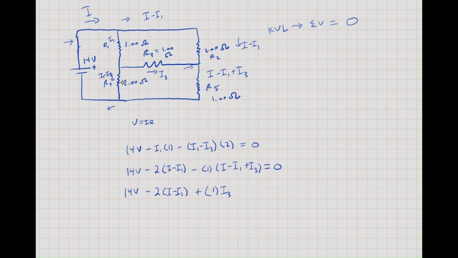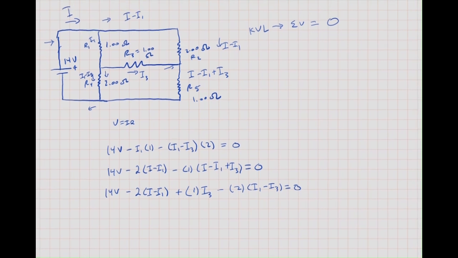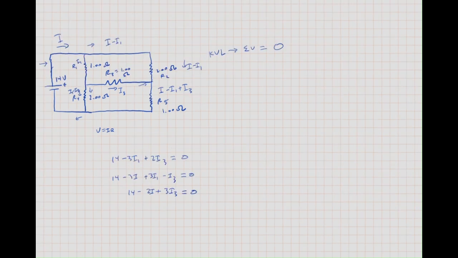And then after that, it's pretty much normal because the current is going down this way and we're going with the current. And so we'll say minus R4 is 2 times I1 minus I3 equals 0. So those are the 3 equations that we'll use to solve for each of the currents, I, I1, and I3. And I'm going to go ahead and simplify this real quick.